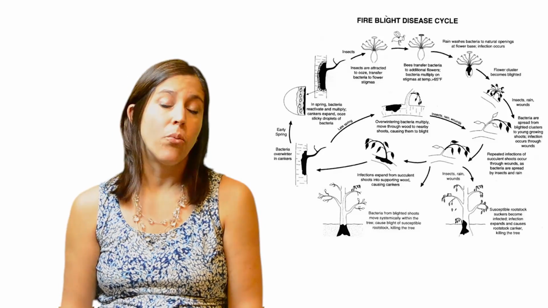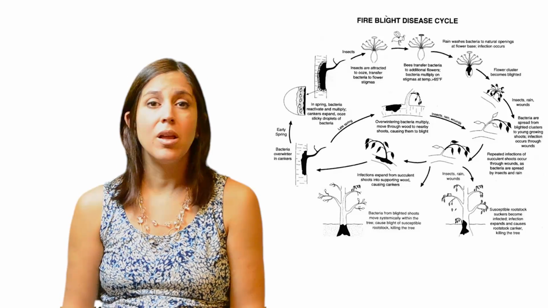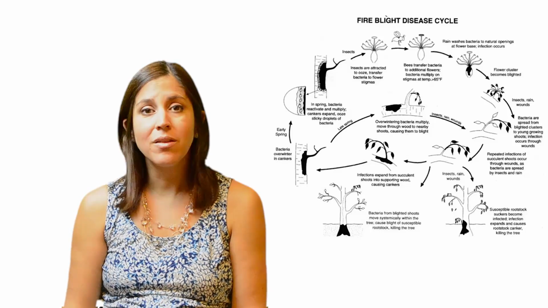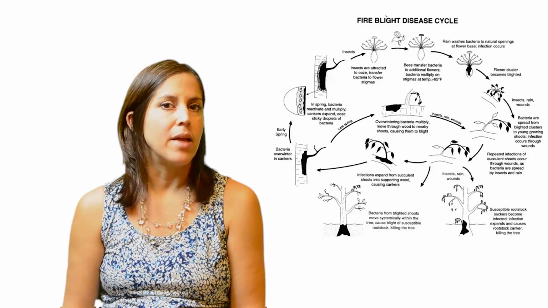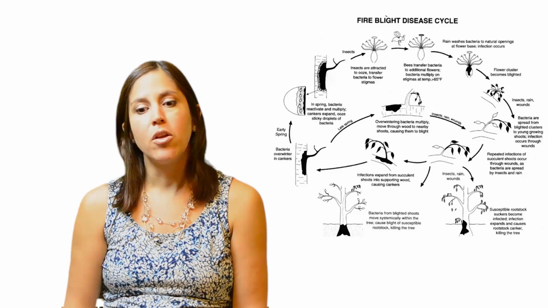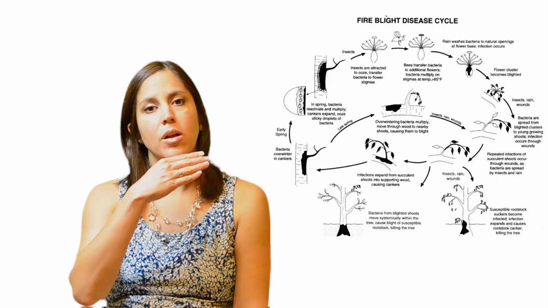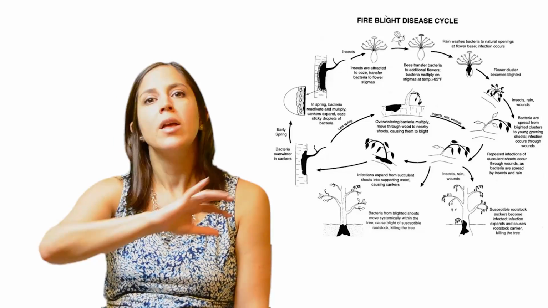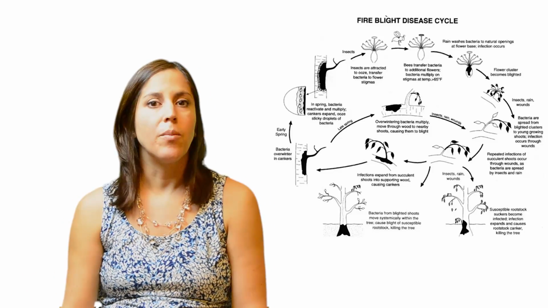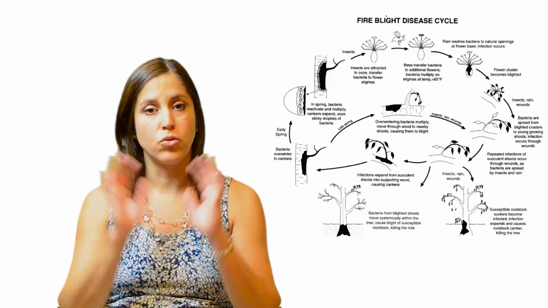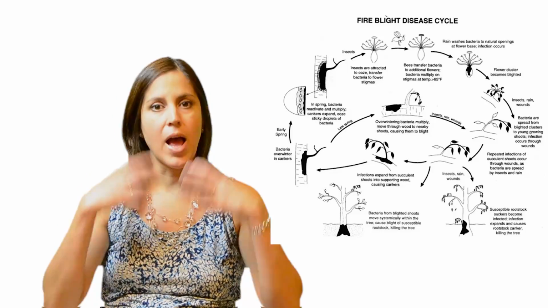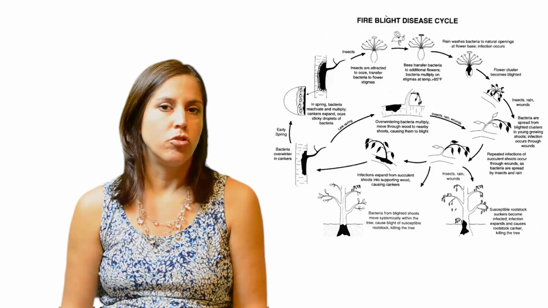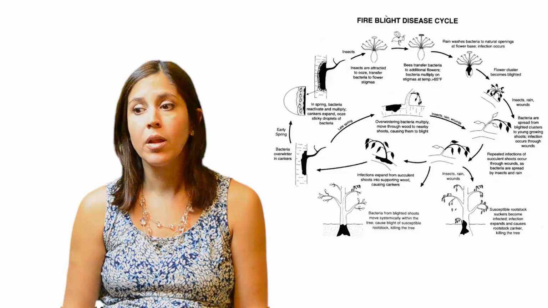The way this is controlled is basically with the use of antibiotics, and there is no other strategy for control of fire blight disease. So many growers have to spray antibiotics when the blooming season starts in order to control fire blight, and if they don't, production is going to be very, very low.